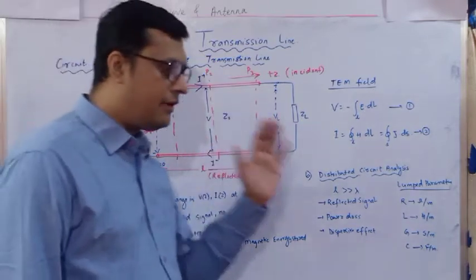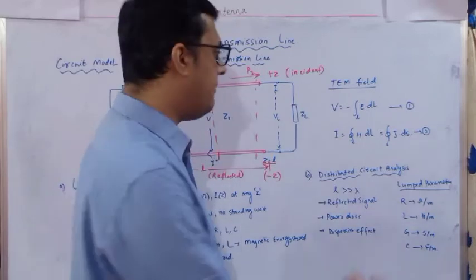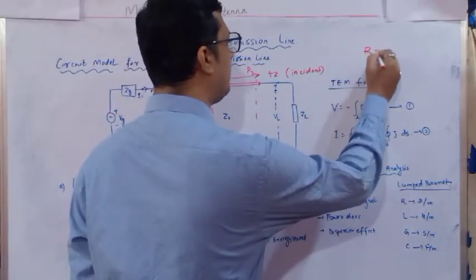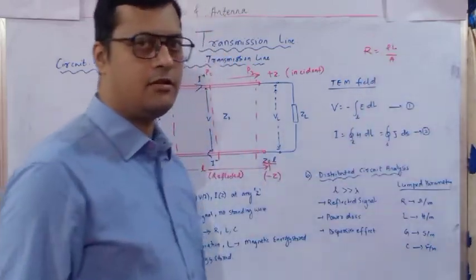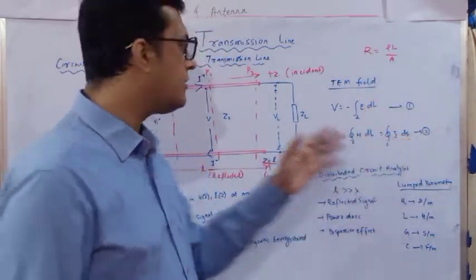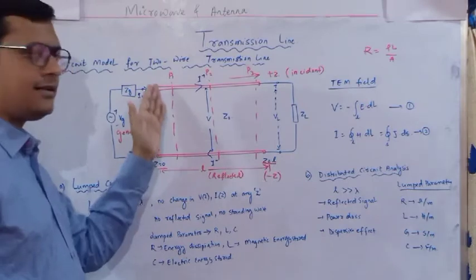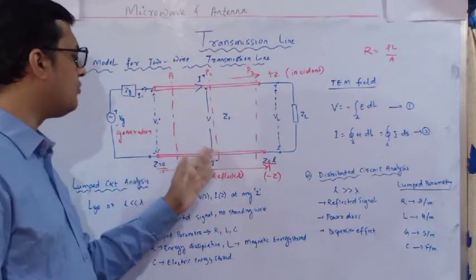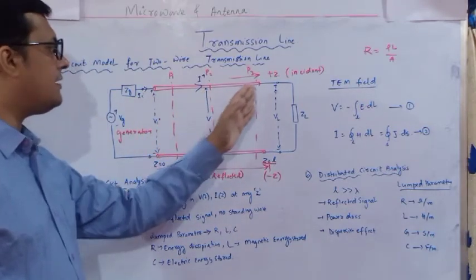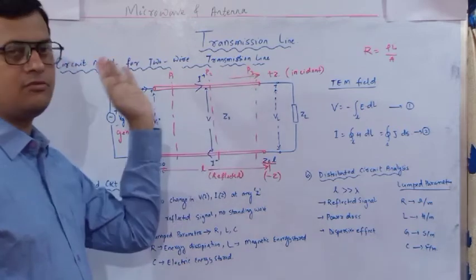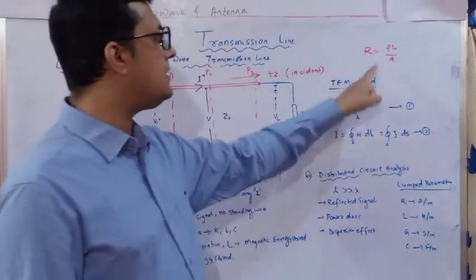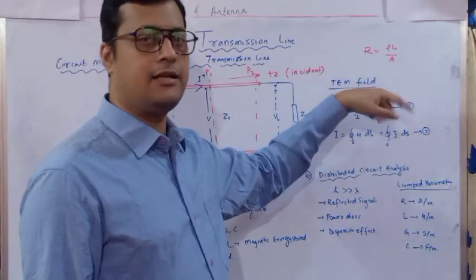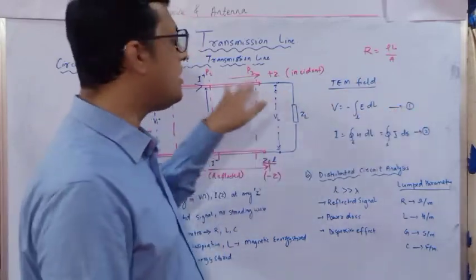Now if you increase the length, as we have the relation R equals rho L by A, if you change the length, your resistance value is going to change. At this point the length is less. At this point the length is more with respect to P1, and at this particular point the length is more with respect to P1 and P2. So if the length increases, the resistive value increases. If the resistive value increases, the potential drop will be more.